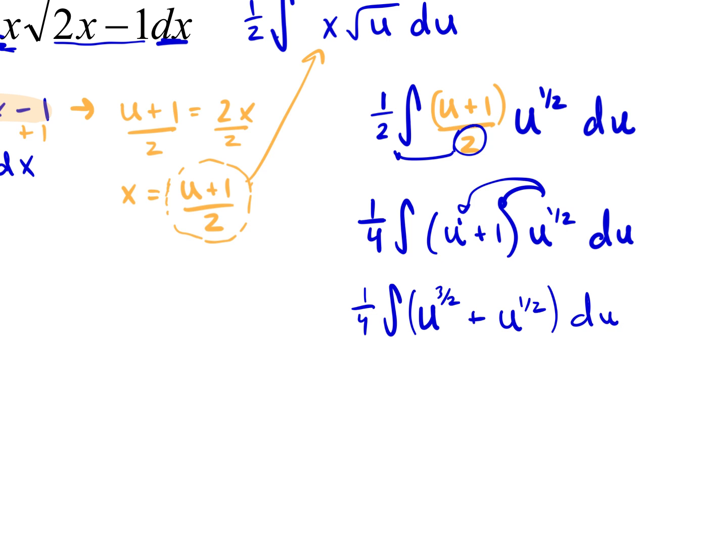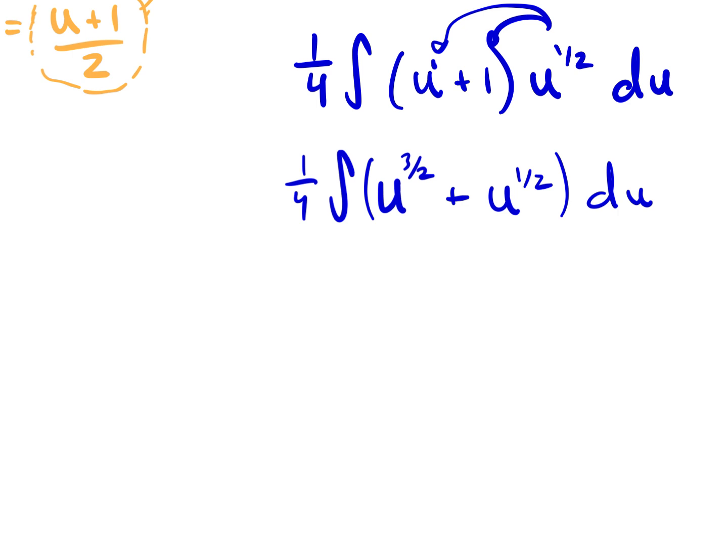Now we can take the antiderivative here. So I'm going to leave that 1/4 on the outside. Don't forget to multiply it at the end. We'll just keep it out front. When we take our antiderivative, we're going to add 1 to the exponent. So this would be u to the 5/2 power times 2/5. Plus this would be u to the 3/2 power times 2/3. What am I missing?